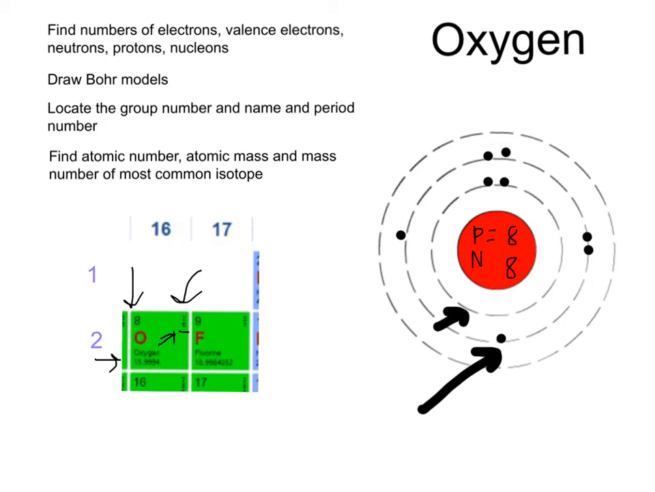The group number for oxygen is 16, and the name of the group is the other nonmetals. And the period is actually 2. It's in row 2. The atomic number we already said, it's 8. It's right above the O, above the symbol. The atomic mass is this number down here, unrounded, 15.994. The most common isotope has a mass number of 16. That's the rounded number. Okay, ready? Let's do another one.